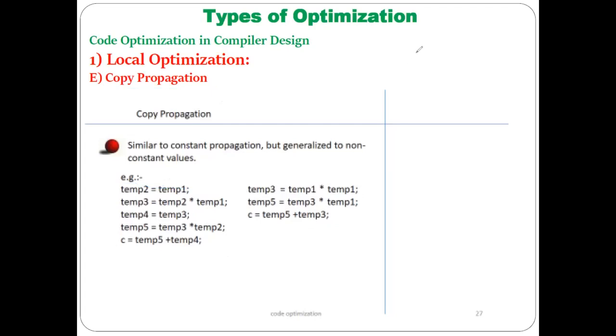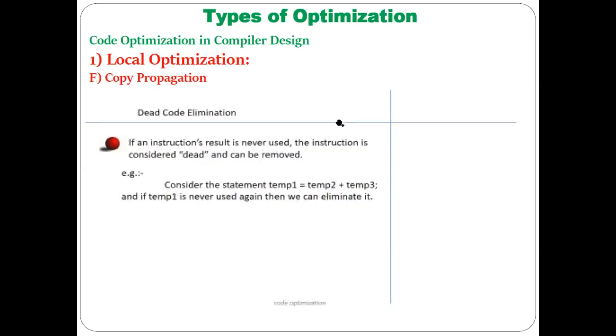Then next technique we have is dead code elimination. Okay, I forgot to write it here. Actually, it is dead code elimination. Okay, so in the previous optimization technique lecture also I told you what this is. If an instruction result is never used, the instruction is considered dead and can be removed.